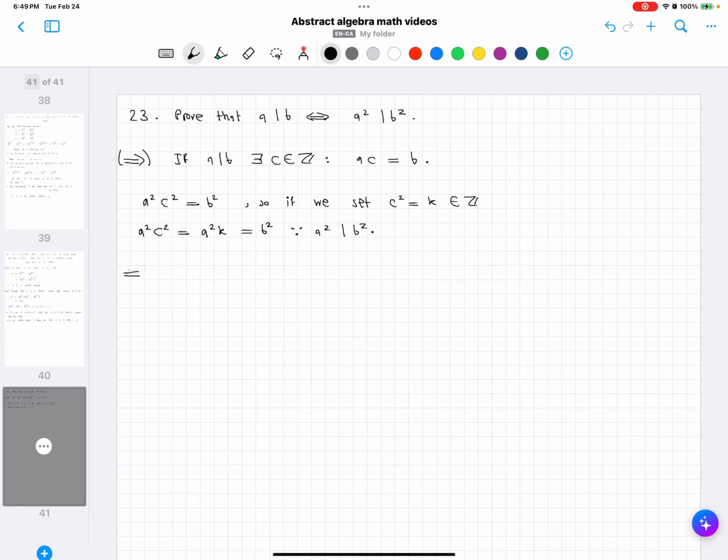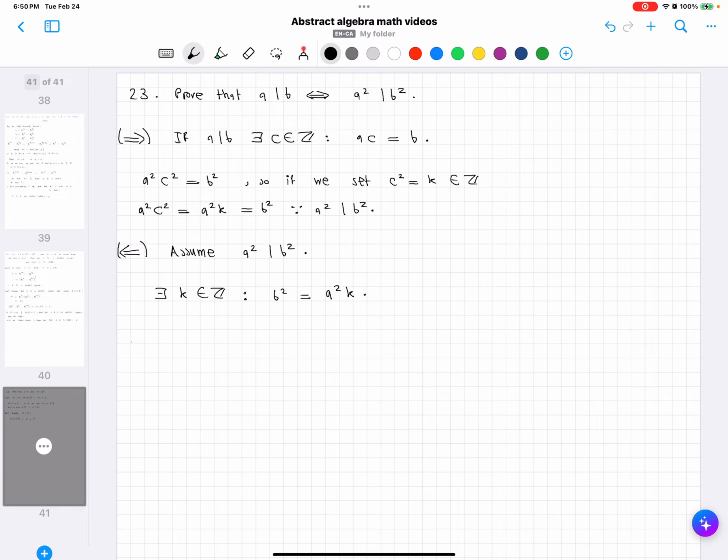So let's go in the reverse direction. So assume that A squared divides B squared. So what this means is that there exists a K belonging to the integers such that B squared is equal to A squared multiplied by K. So use the prime factorization theorem to write A and B as products of primes.